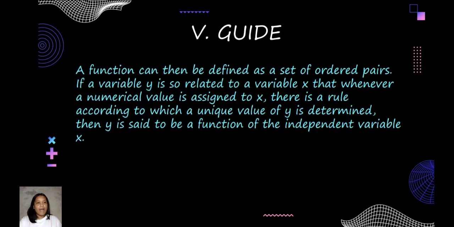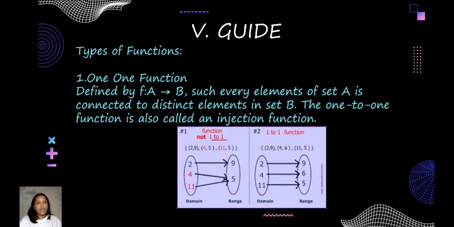Guide. A function can be defined as a set of ordered pairs. If a variable y is so related to a variable x that whenever a numerical value is assigned to x, there is a rule according to which a unique value of y is determined, then y is said to be a function of the independent variable x. Now, we can proceed to the types of functions.